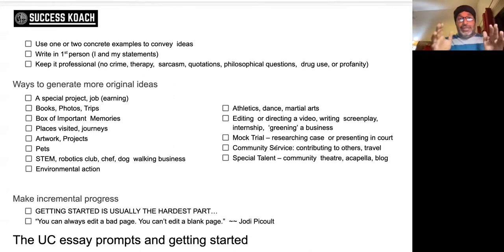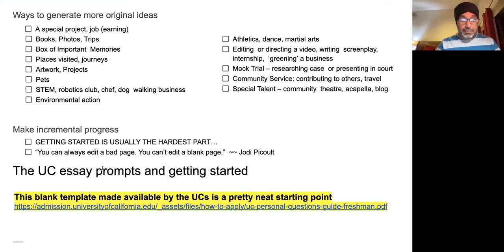The key is, the more you think right now of original ideas, the less we'll be in trouble down the line. Make incremental progress, start doing this every day. Very important. You guys are really behind for me. We are in the middle of July and your Berkeley, your UCSA hasn't even started. So this needs to get started now.